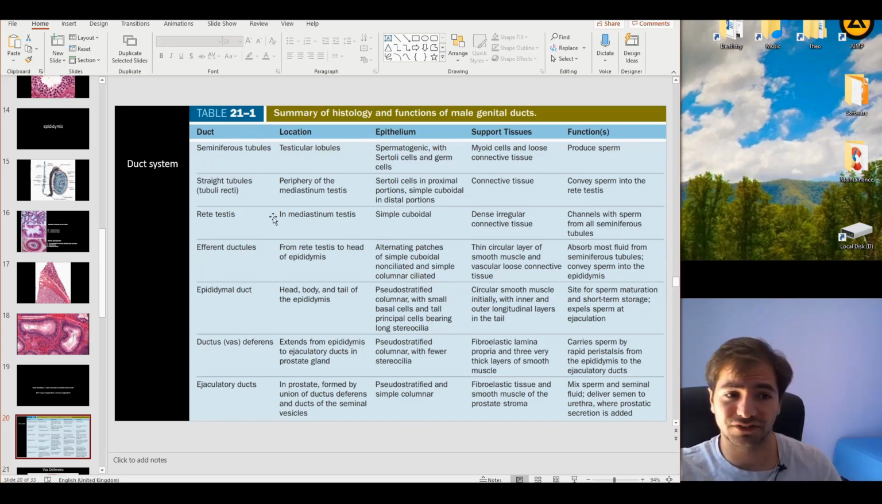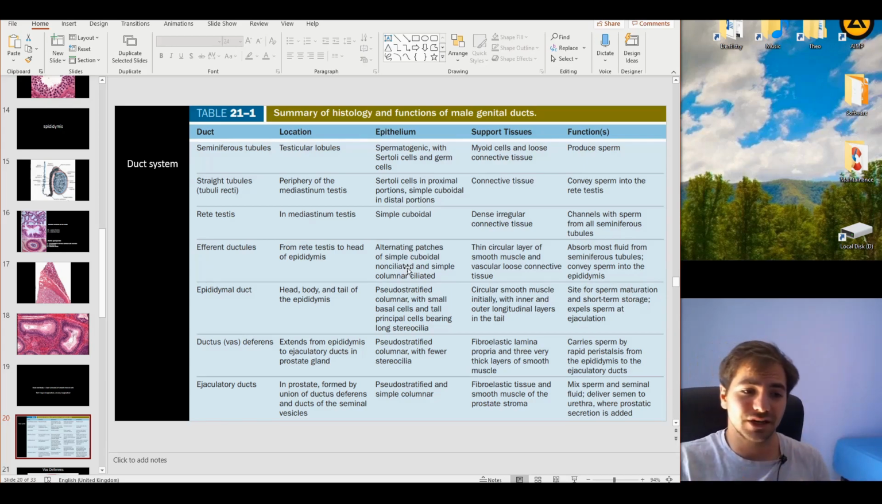In the straight tubules, we again find the Sertoli cells with simple cuboidal epithelium. Then we go to the rete testis, still cuboidal, and here we find this very unique epithelium in the afferent ductules: simple cuboidal, non-ciliated, and in this case, simple columnar ciliated structures. After the afferent ducts, we observe stereocilia in the epididymal duct.